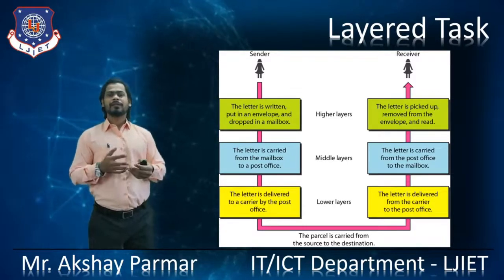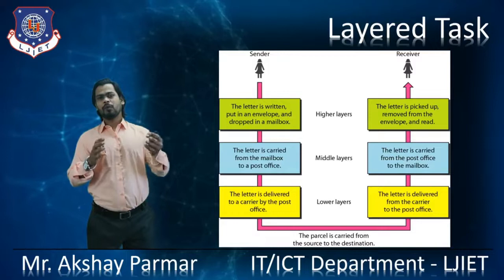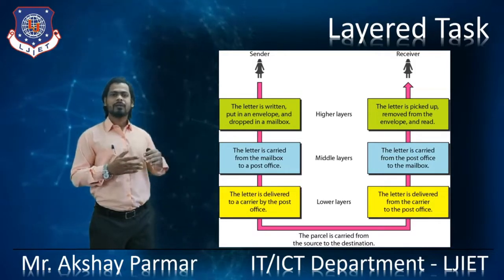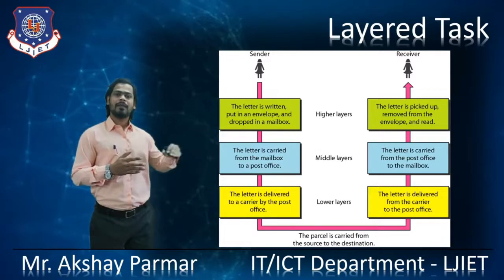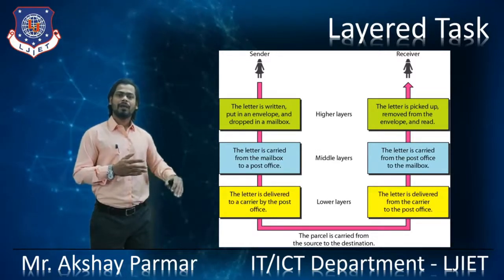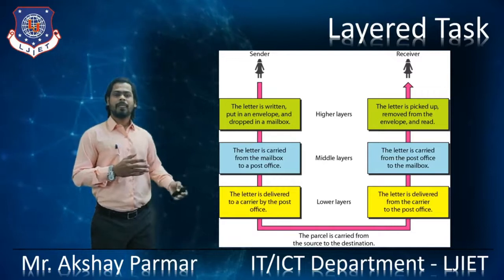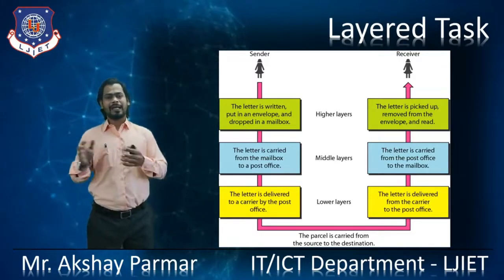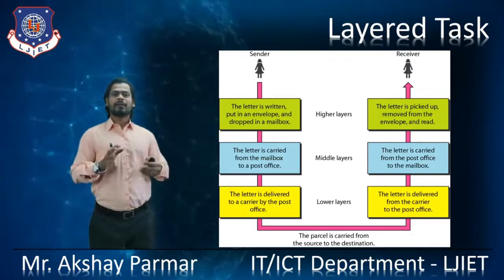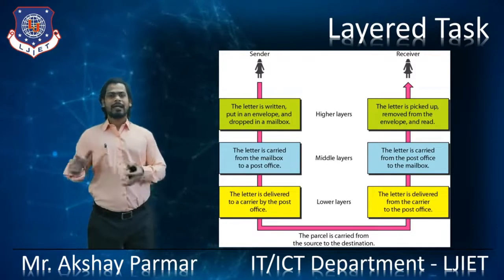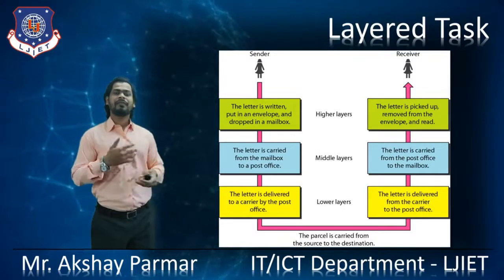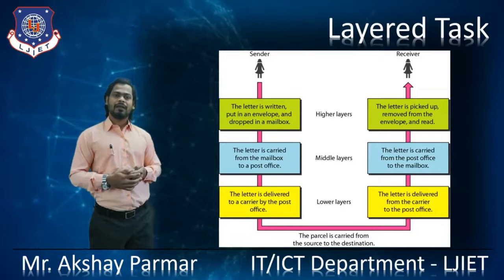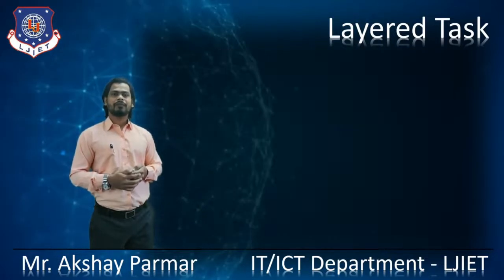So this is how, in sending a letter from you to your friend, the background process is divided into layers. The higher layer, middle layer, and the lower layer are performed, and the transmission media will connect the two post offices from the sender side to the receiver side. The transmission media will connect the sender side and the receiver side in the physical way, right? So this is how day-to-day life layered tasks are performed.